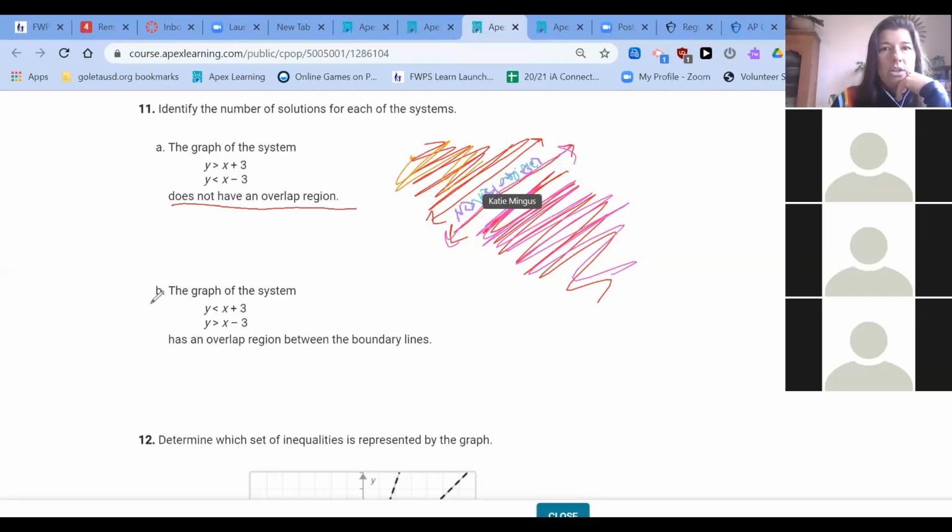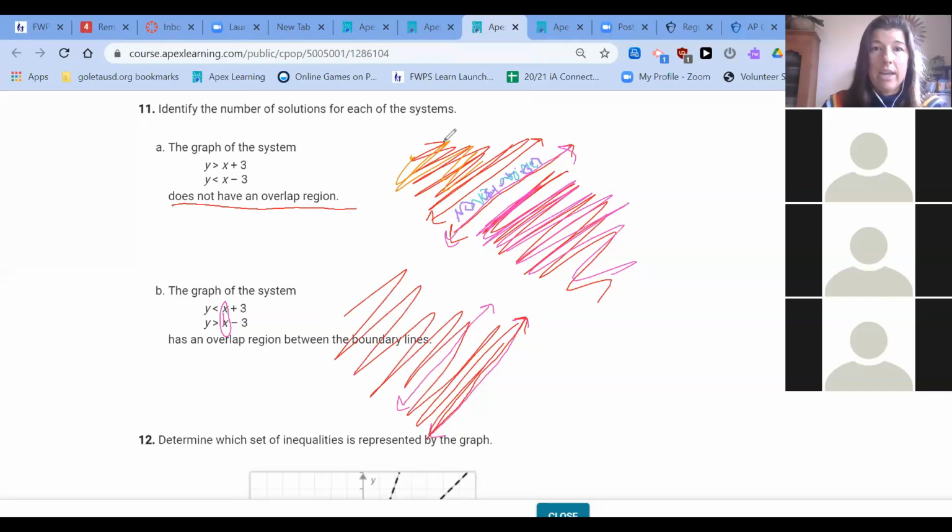So let's go ahead and do 11B here. Same thing. Notice we have two inequalities with boundary lines that have the same slope, a slope of 1. And our overlap is between. So it's like this bottom line, the shading is above it, and the pink line, the shading is below the pink line.